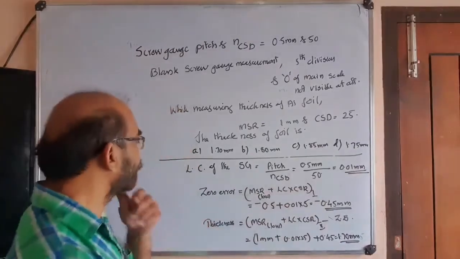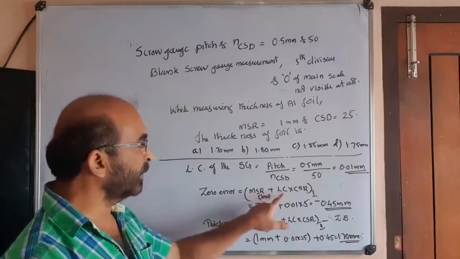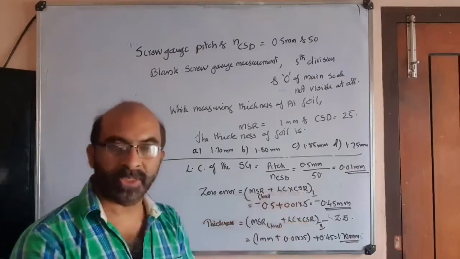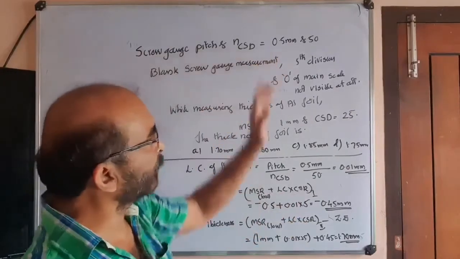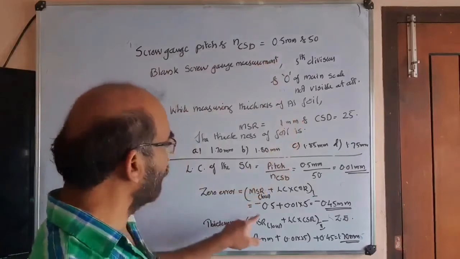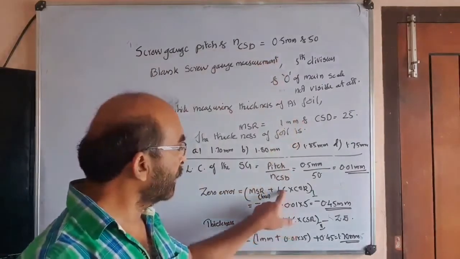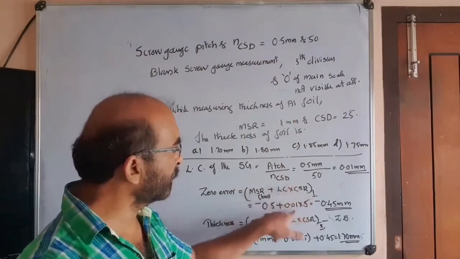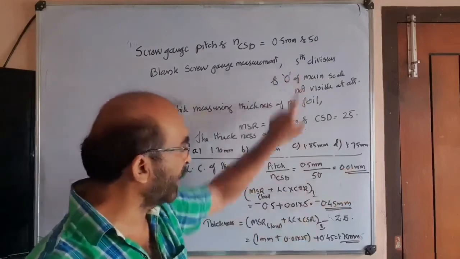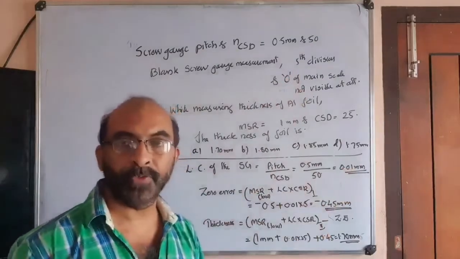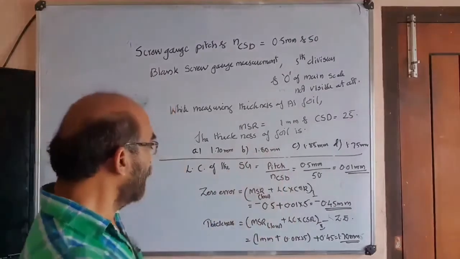Okay. Now, zero error. Main scale reading plus least count into coinciding circular scale reading. Main scale reading, see the pitch is 0.5. So beyond 0, the next marking will be minus 0.5. And least count is 0.01. And coinciding circular scale reading has been mentioned to be 5. So minus 0.45. Okay, it is much deviated from 0 to that other side.